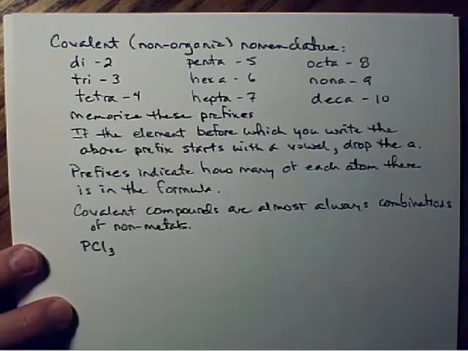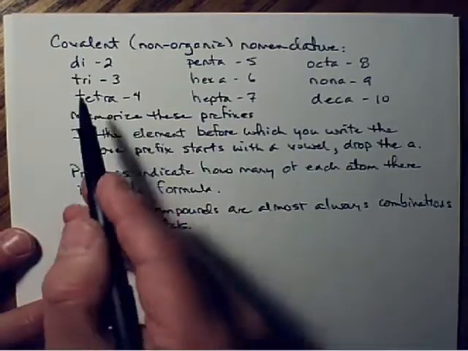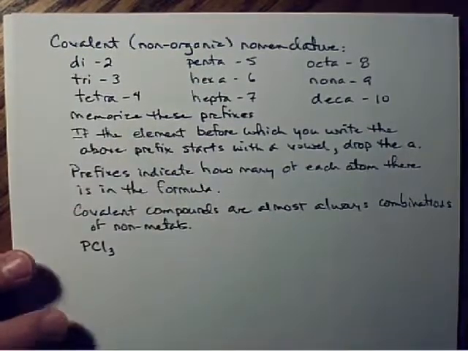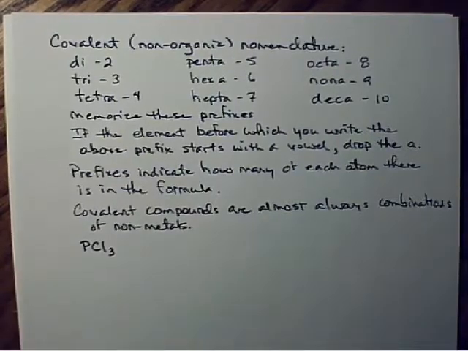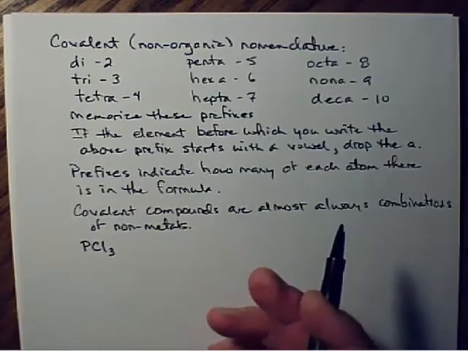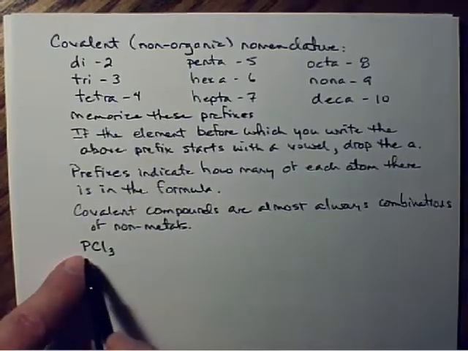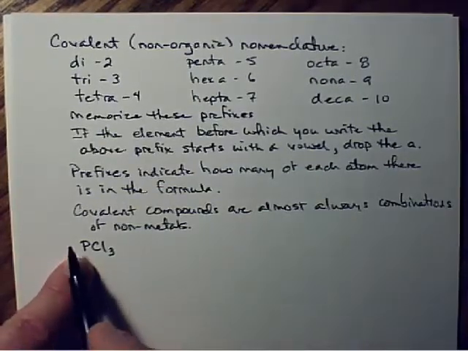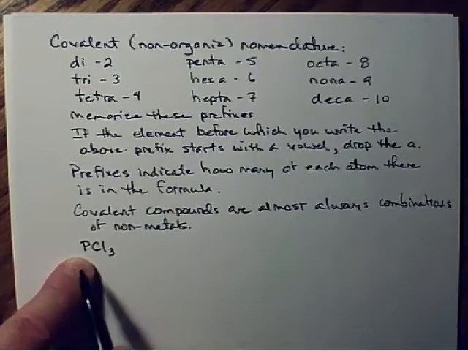Okay, so using this naming system, notice there's no prefix for 1. It's kind of like algebra. In algebra, if you have 1x, 2y, you don't leave the 1 in front of the x. It's just x, 2y, right? Well, the same is true here. If there's only one phosphorus, we don't put a 1 in front, and we don't use a prefix for 1.